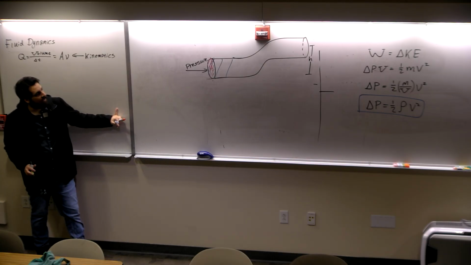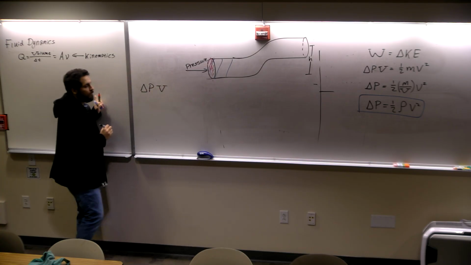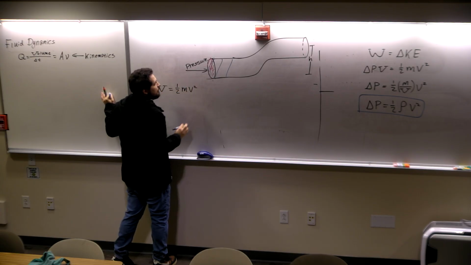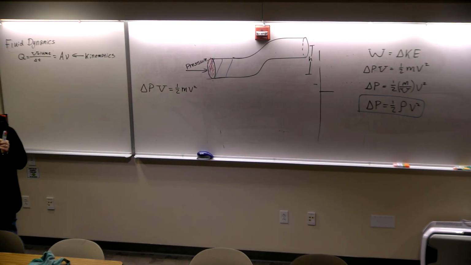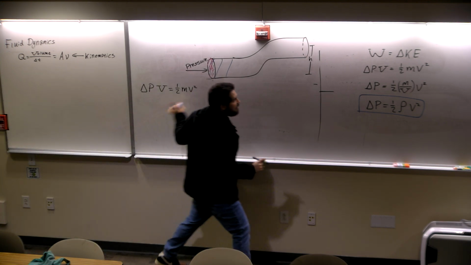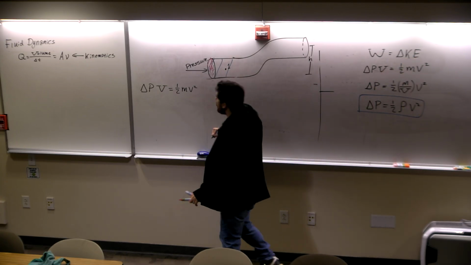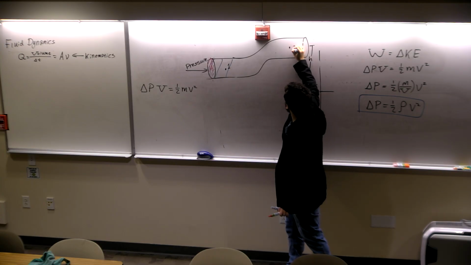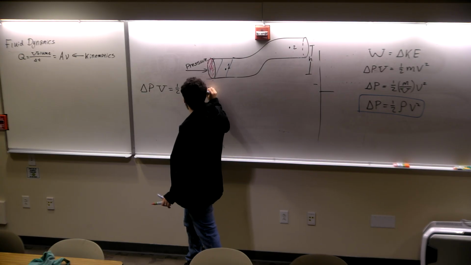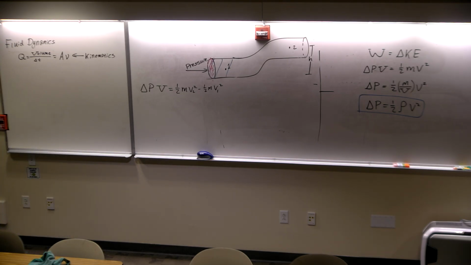So going back to the work kinetic energy theorem, our change in pressure times volume is equal to 1/2 mass times velocity squared. But it's the change in 1/2 mv squared, right? Because it is technically the change in kinetic energy. So I'm going to define two things. I'm going to define the lower area to be region 1, the higher area to be region 2. So we have 1/2 mv2 squared minus 1/2 mv1 squared. So just being a little bit more complete now.